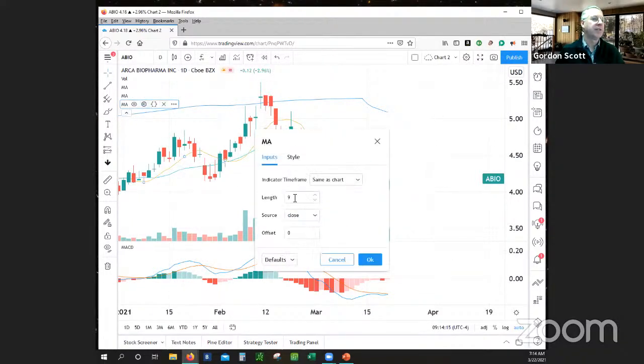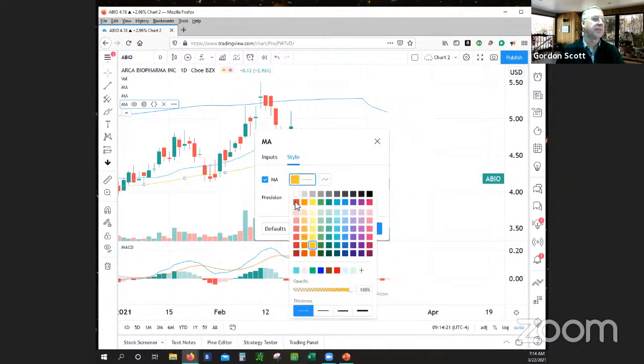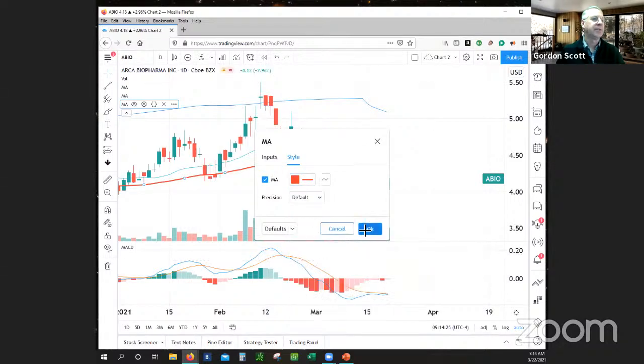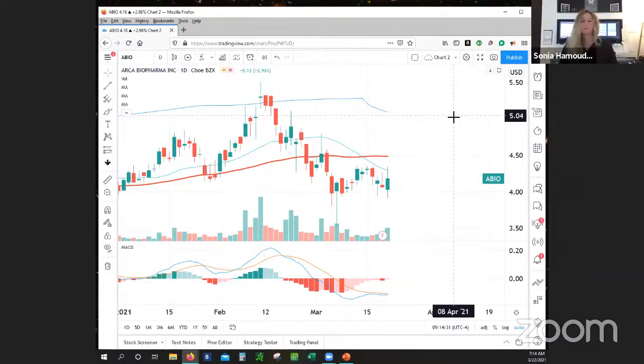And we'll get the 50 up. And we'll change the 50 color to something a little easier to see. Okay. All right. So I would want to buy it above the 50.